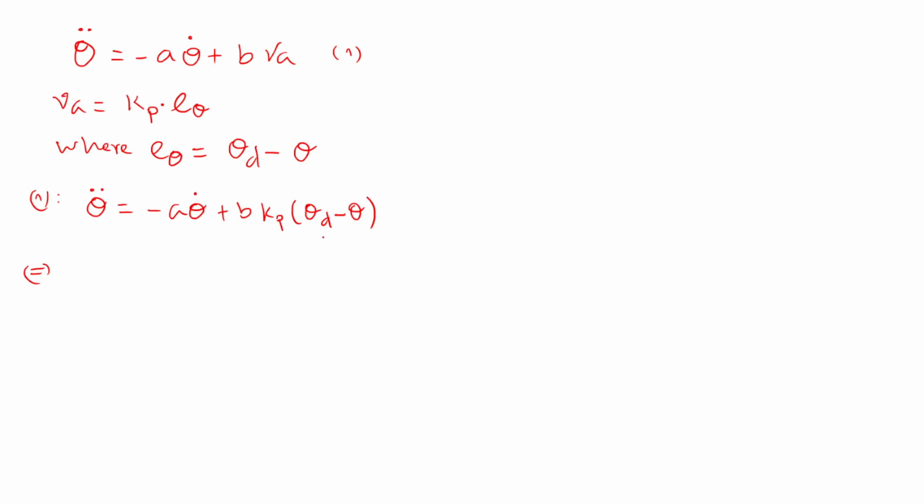Then all the theta terms you move to the left hand side. You have theta double dot plus a theta dot plus b Kp theta, equal to b Kp theta d.